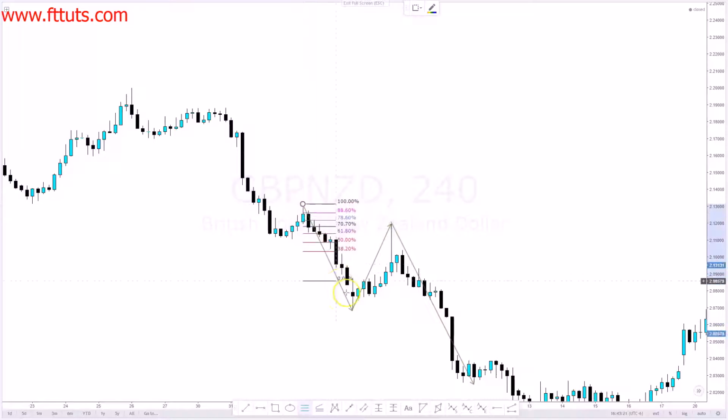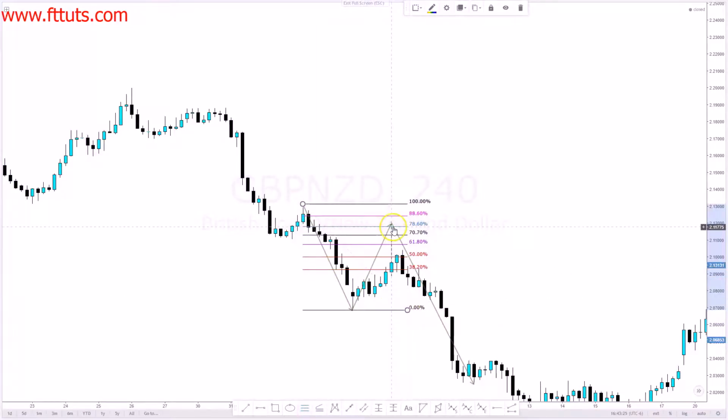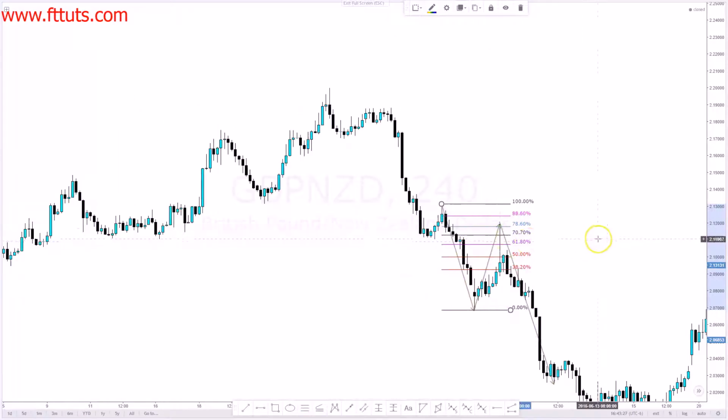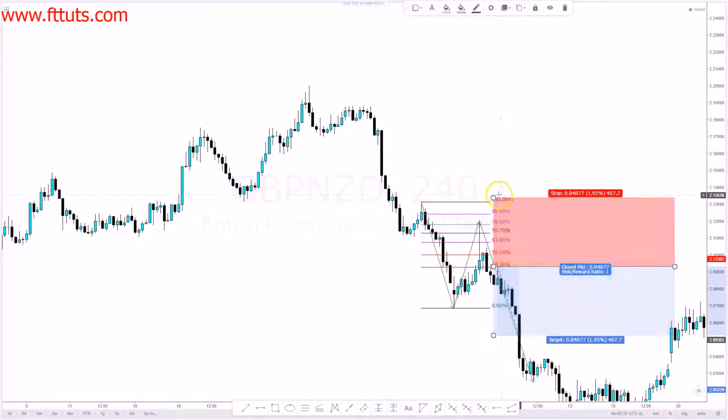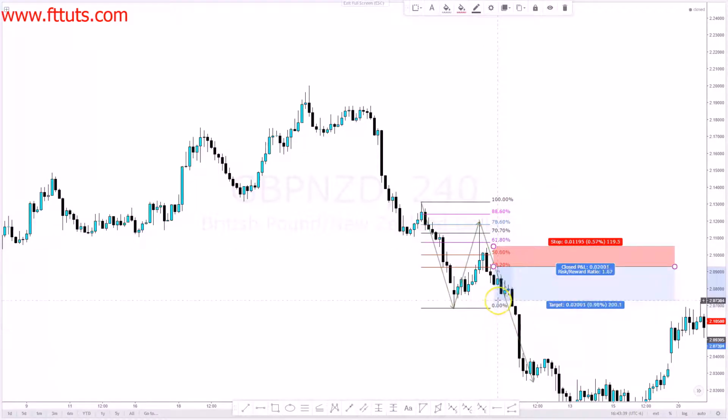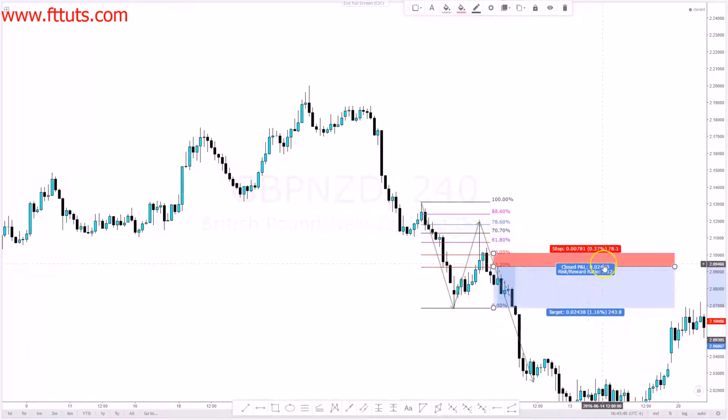Measure the Fibonacci, high to low. What did I say? 786. Right at the 786, like I said. Boom. And then you get that reversal pattern forming afterwards. Boom, short. Got 2 to 1 risk to reward, not bad. If you tightened up your stop, it'd be better. 3 to 1 risk to reward.